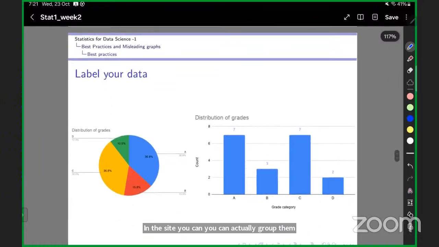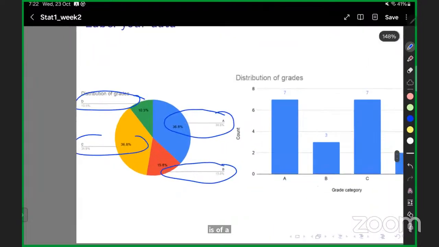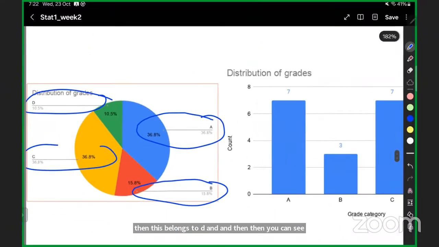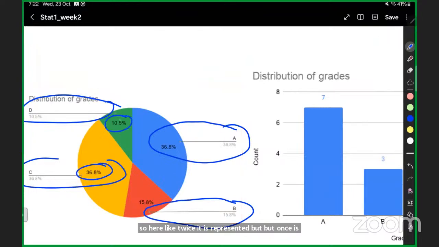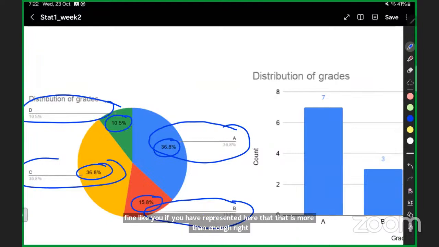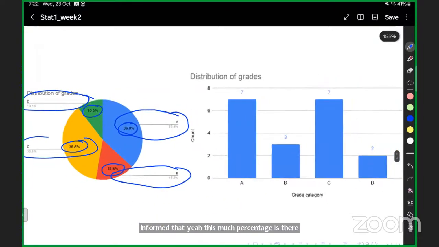This is an example of labeled data. This is the pie chart, and you can see the red slice belongs to B, the blue slice is A, and this one belongs to D. Percentages are also represented. Here it is represented twice, but once is fine. If you have represented it here, that is more than enough. It just informs that this much percentage is there for this slice. This is about the distribution of grades.